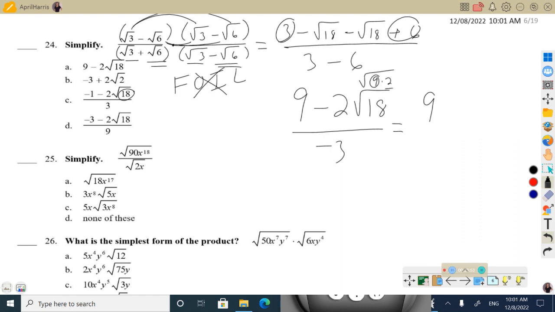Perfect square, not perfect square. So bring over your 9 minus the square root of 9, which is going to be 3. 3 times negative 2 is negative 6, radical 2, all over negative 3. And then what can you divide all 3 terms by? Negative 3. So 9 divided by negative 3 is negative 3. Negative 6 divided by negative 3 is positive 2, radical 2.